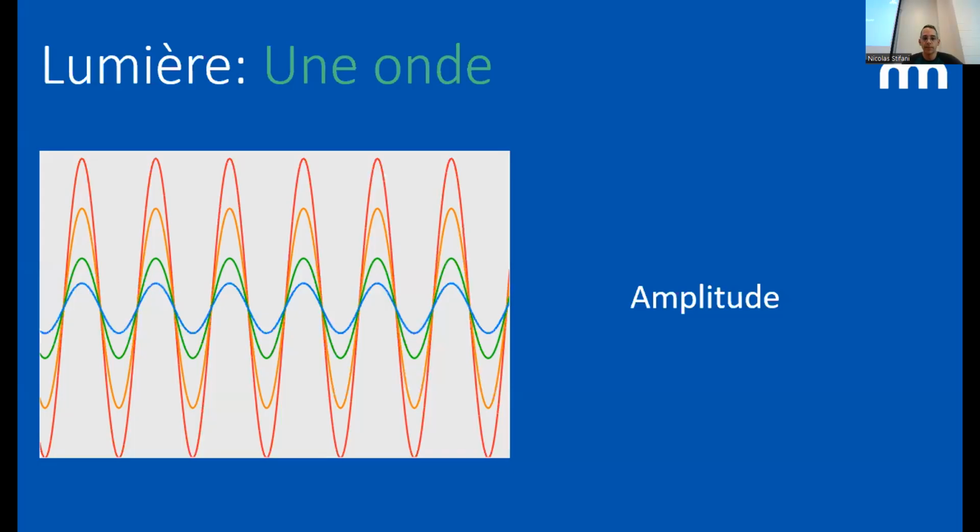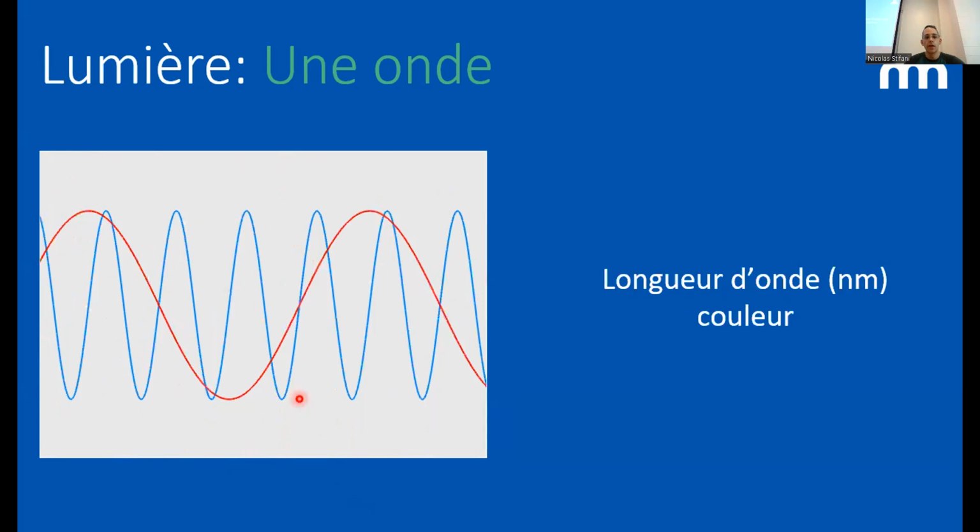So just two things about a wave. A wave is this kind of sine that you have here on the left. And it has two properties. The first one is the amplitude. You see that the blue one has a small amplitude, which is the distance that you have here, and the red one has a big amplitude. And the second property is the wavelength or the frequency. It's basically the distance between two peaks. Here in red, it's a long wavelength, and here in blue, you have a short wavelength.